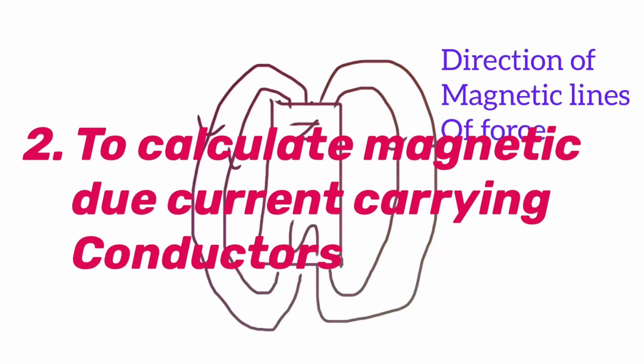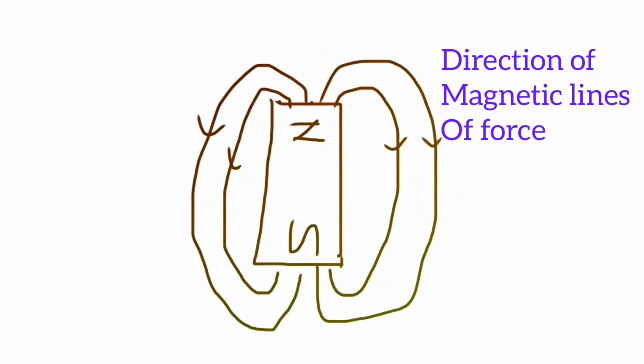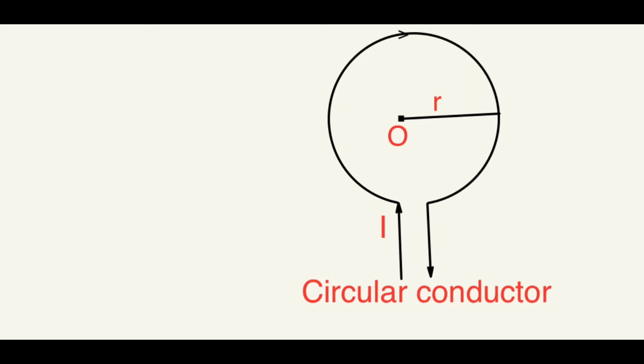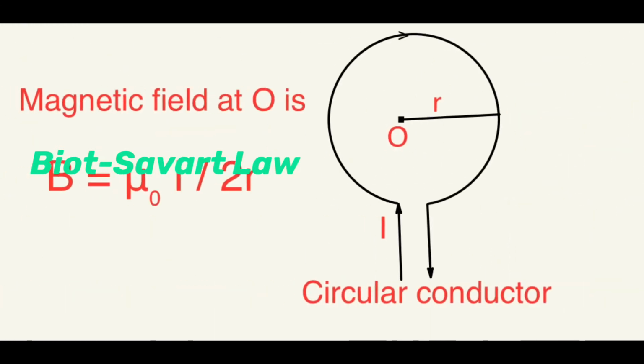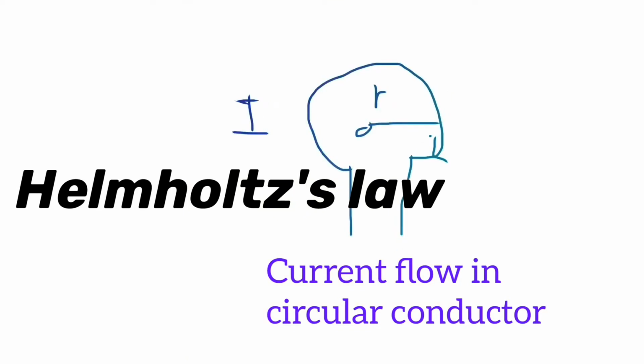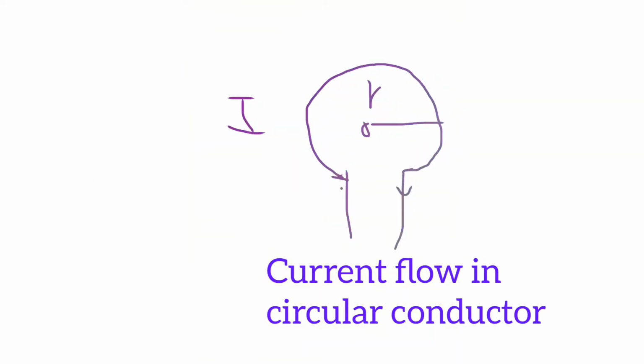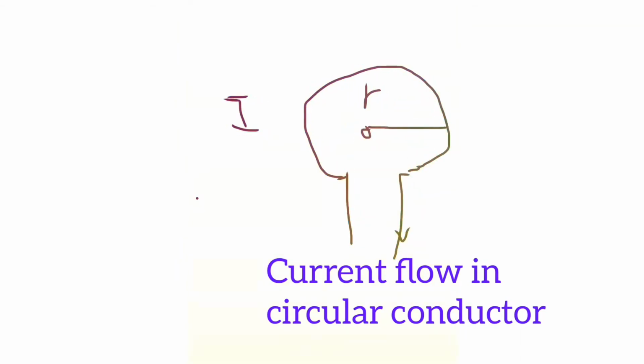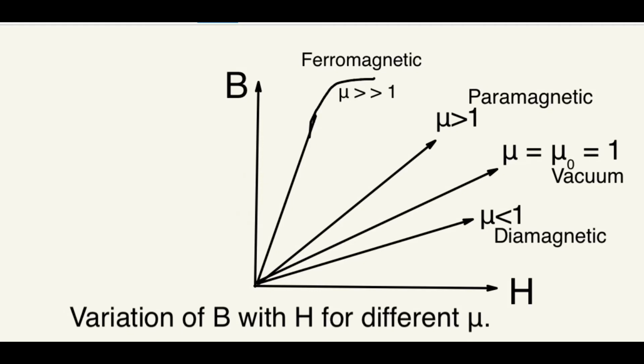2. To calculate magnetic field due to current carrying conductors. Biot-Savart law is applied to calculate magnetic field intensity due to current carrying conductors, where permeability is also used. For example, the magnetic field intensity at the center of a circular current carrying conductor of radius r with current I flowing is given as B is equal to mu naught I by 2r. For more examples, you can check out Biot-Savart law in magnetism. There are Ampere's circular law and Helmholtz law to calculate magnetic field strength due to different types of current carrying conductors. You can check them out on Google. If permeability of the material is not considered, these laws cannot provide a precise value of magnetic field strength.